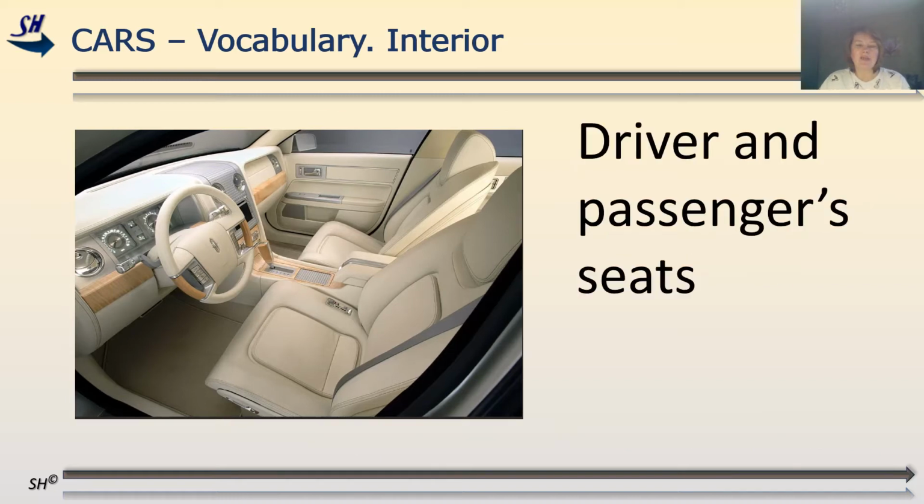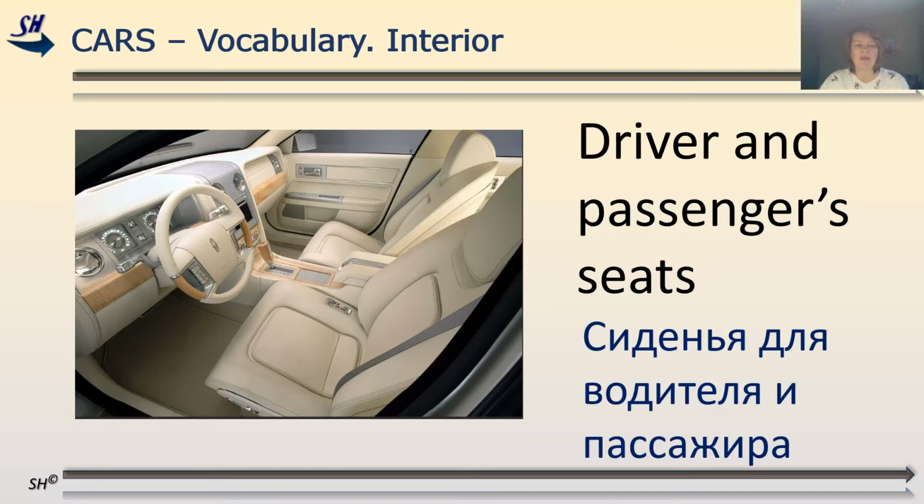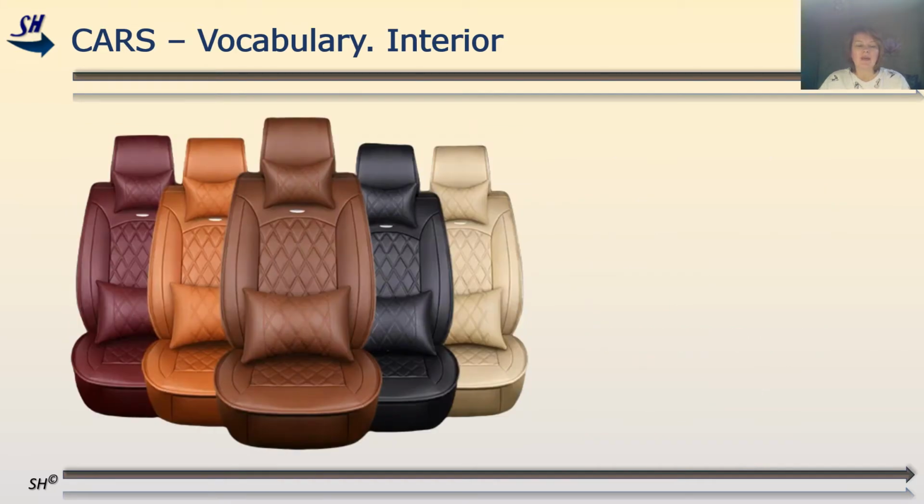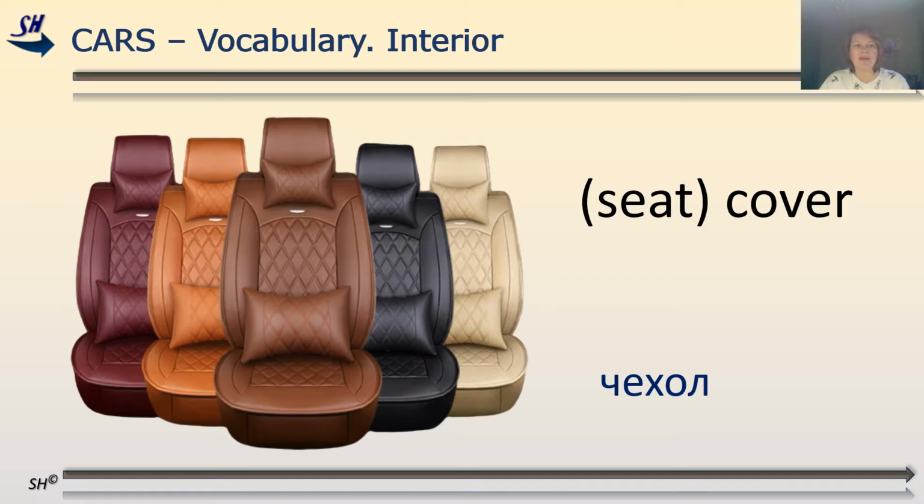So what do you see when you open the front door? You see driver and passengers' seats. These are seats. Seat for a driver and seat for a passenger. Seats have different covers, or you may go without a cover. So these are seat covers.